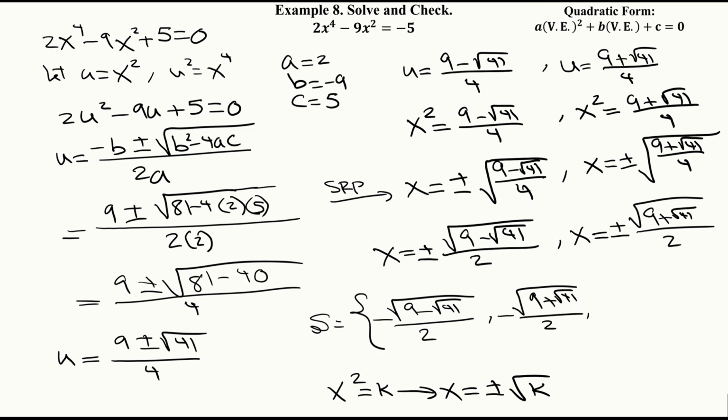Now we'll go to the positive cases. So then we have the square root of 9 minus the square root of 41 over 2, and we have the positive square root of 9 plus the square root of 41 over 2. And that is all of our solutions contained in one solution set. Of course the order does not matter. You could have put them in any order, but I stuck to my rule of going in ascending order. I'm pretty sure it is in ascending order, but that's basically how you handle these.